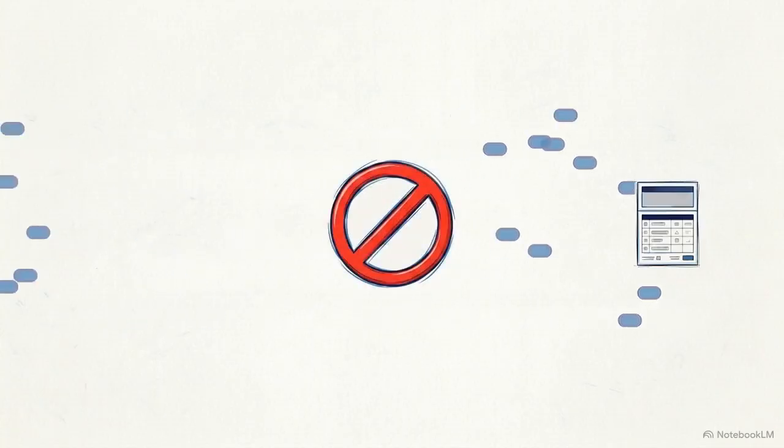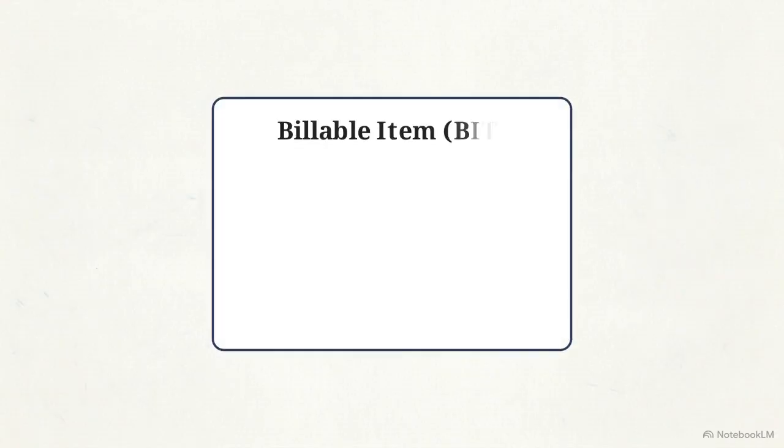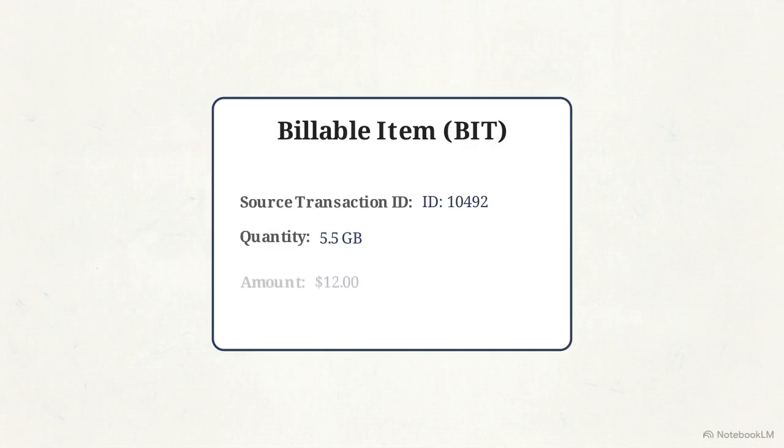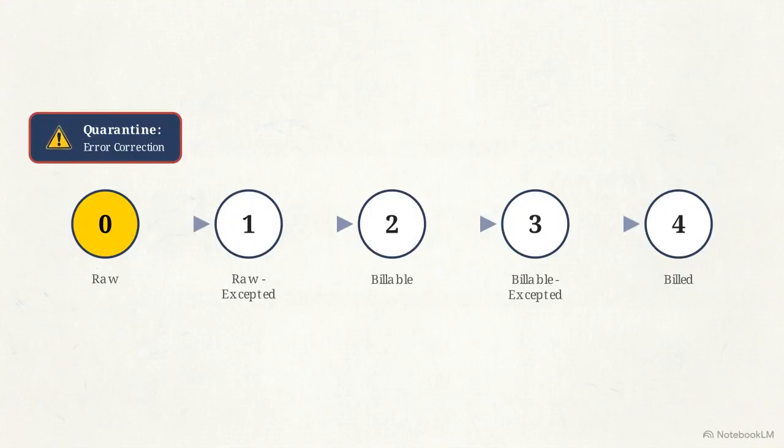This structure ensures CI can aggregate chaotic events into clean financial prerequisites without requiring custom code for every new product launch. The atomic unit of this pipeline is the billable item, or bit. Every bit packet carries specific structural metadata, including the source transaction ID, the quantity consumed, and the rated amount. Upon ingestion, every bit follows a rigid state transition model. Status 0, or raw, acts as a quarantine state for items requiring error correction or data enrichment before they can be processed. Once the data is complete and verified, the item moves to status 2, billable.